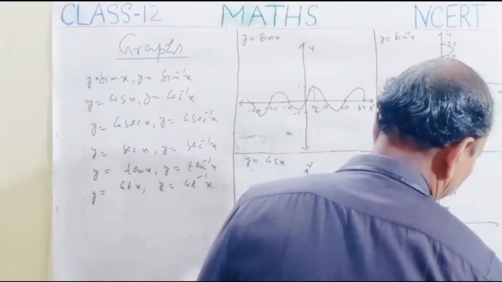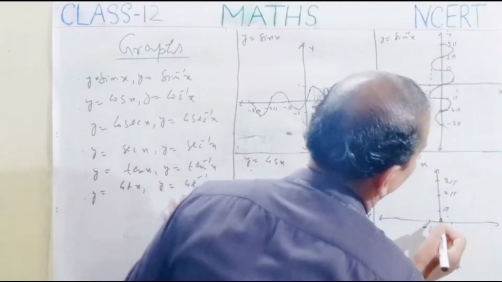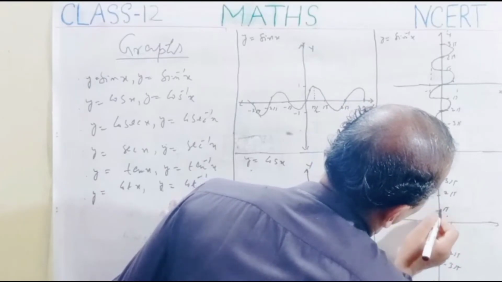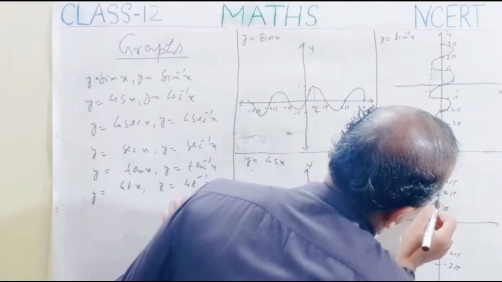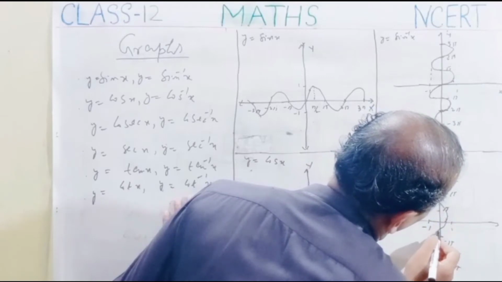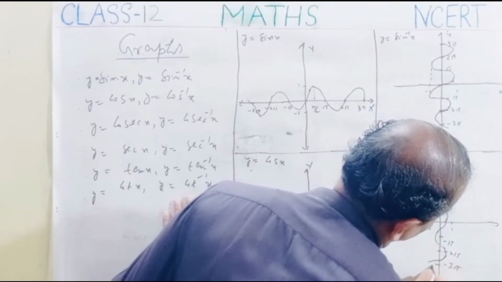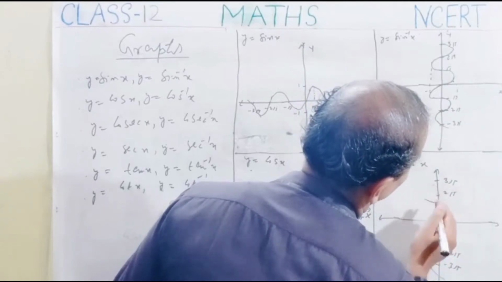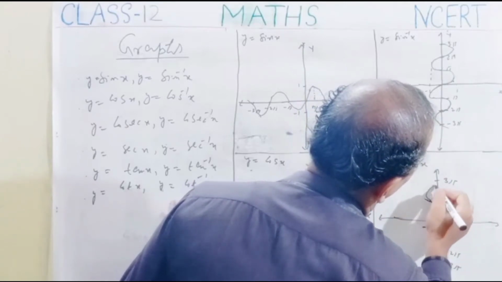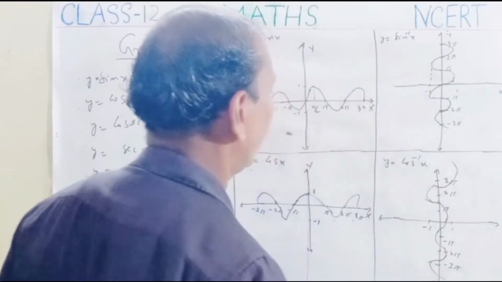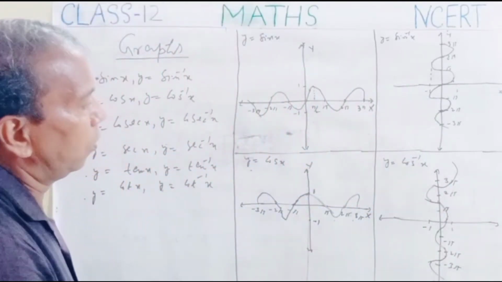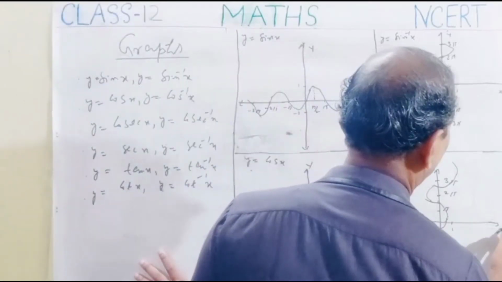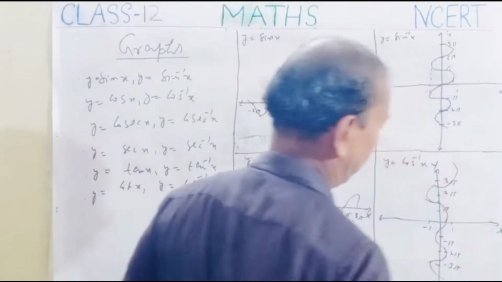0 will be there. So obviously the graph will be something like this. This will be something like this. So this is the case of y is equal to cos inverse x. Obviously this is the x coordinate and this is your y coordinate.